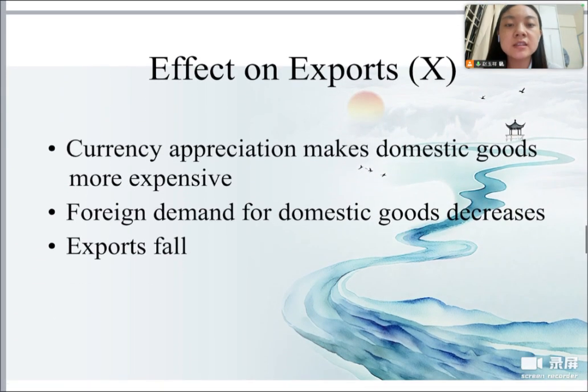Next, consider the effect on exports. When the domestic currency appreciates, domestic goods become more expensive for foreign buyers. This reduces foreign demand for domestically produced goods. As a result, exports decrease.